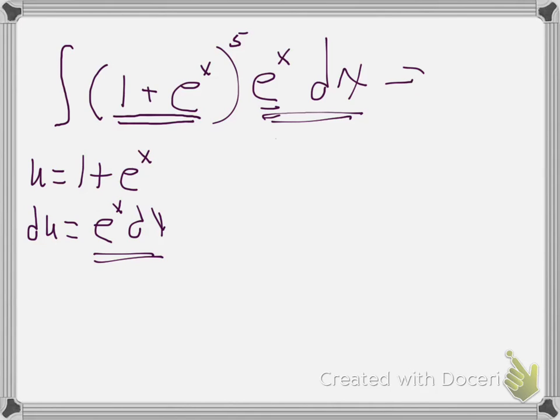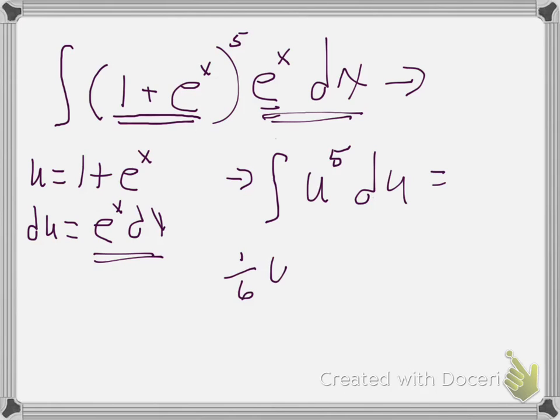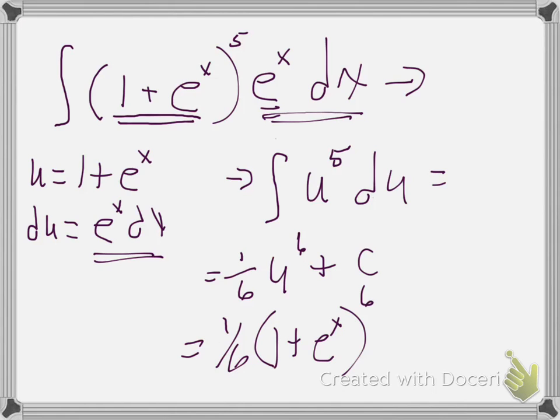So now what I can do is rewrite this integral as the integral of u to the 5th du, which becomes 1/6 u to the 6th plus c, which becomes 1/6 times 1 plus e to the x to the 6th plus c. Okay? Not so bad there.